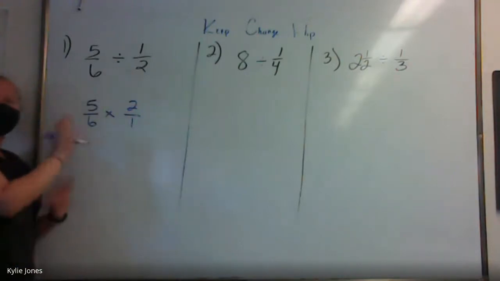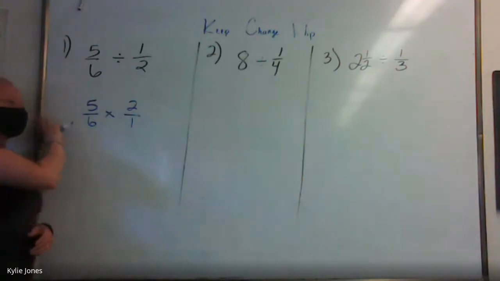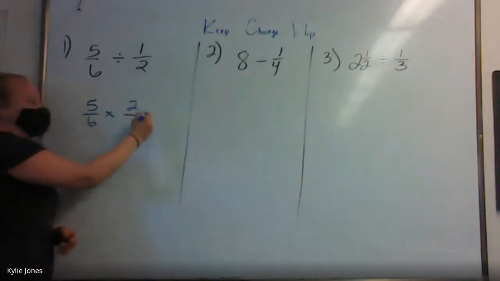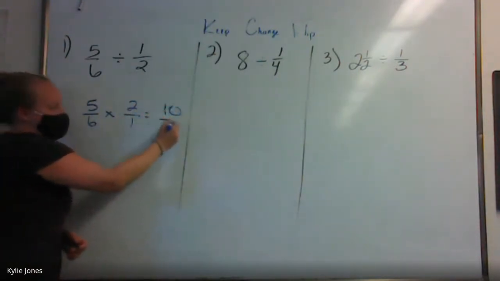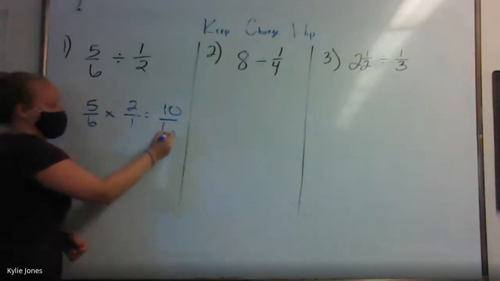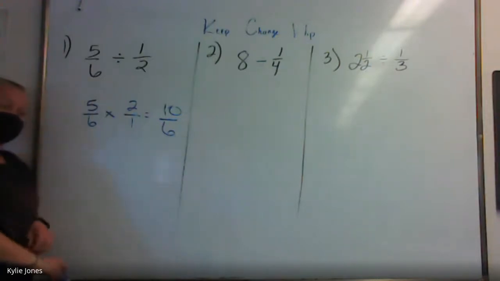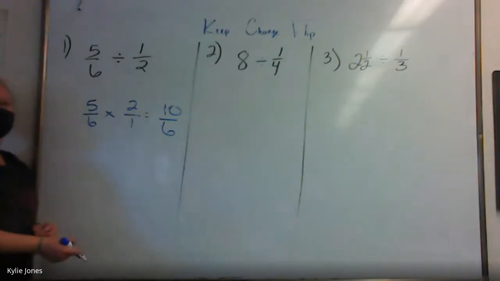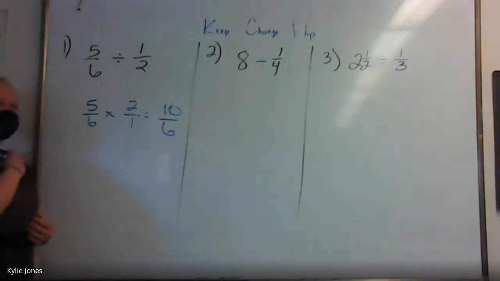And then you multiply. When you multiply fractions, you just go straight across. What's 5 times 2? 10. 10 over 1 times 6 is 6. But I'm not done. We need to simplify it. Make sure it's in the simplest form. Let's simplify it as much as we can first.